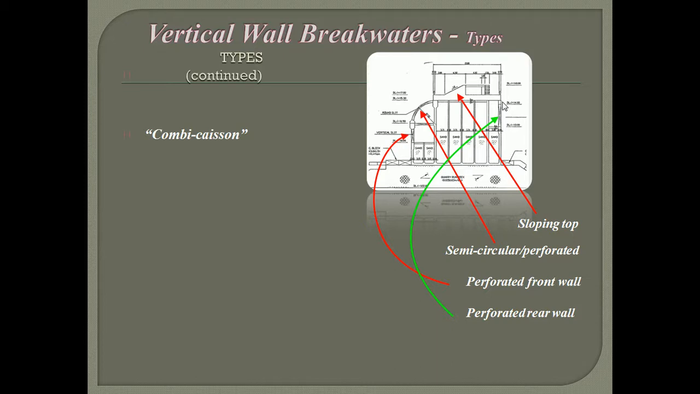Then we see vertical wall breakwaters. In this way, a combination of all these breakwaters, like sloping top, perforated and semicircular. This combination is nothing but the combi caisson breakwater. Here you can see the circular type, the semicircular type, and here you can see the perforated type and sloping top.